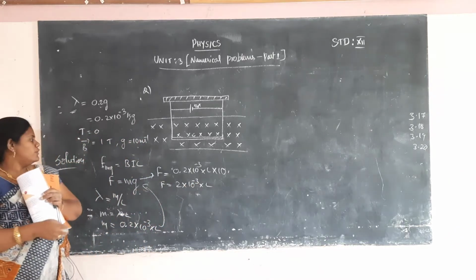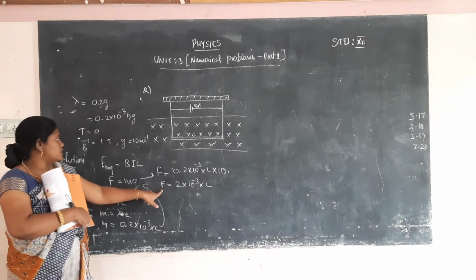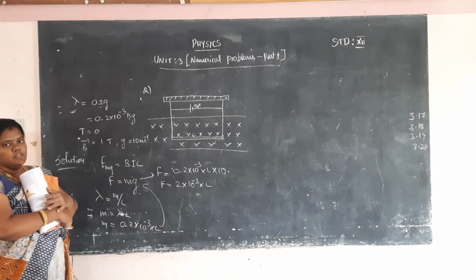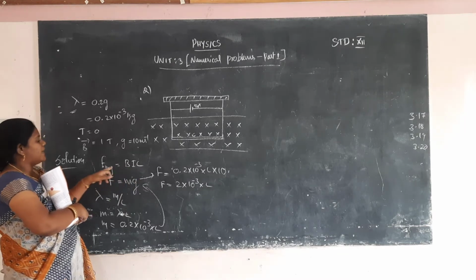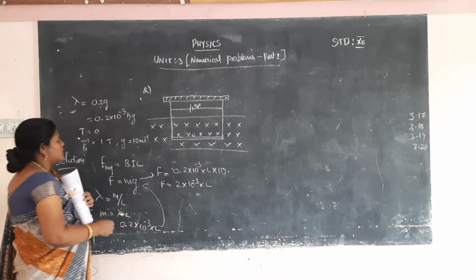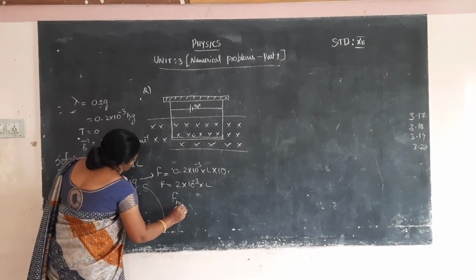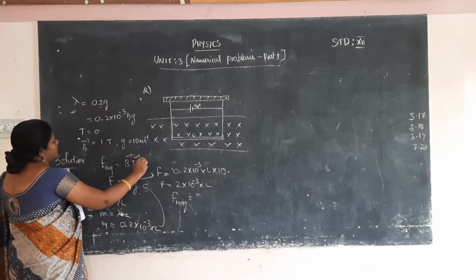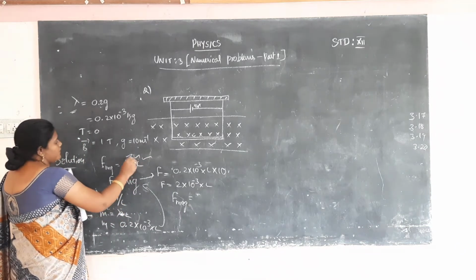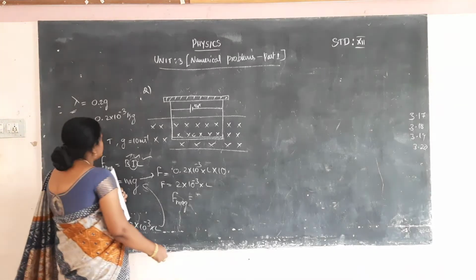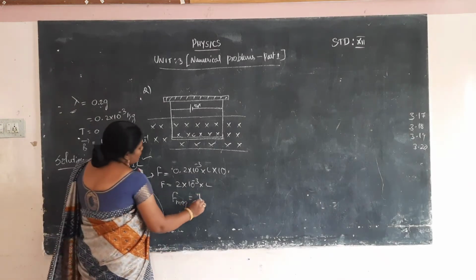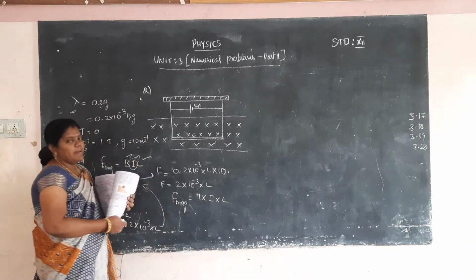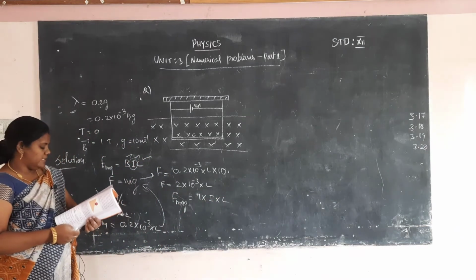Now we have to equate this force value and the BIL value. The magnetic Lorentz force we want to calculate. What's the magnetic Lorentz force? Magnetic Lorentz force Fmg is equal to, substitute the B value, I value and L value. We want to calculate the I value. B value is 1 Tesla. So 1 into I into L. This is the magnetic Lorentz force value.